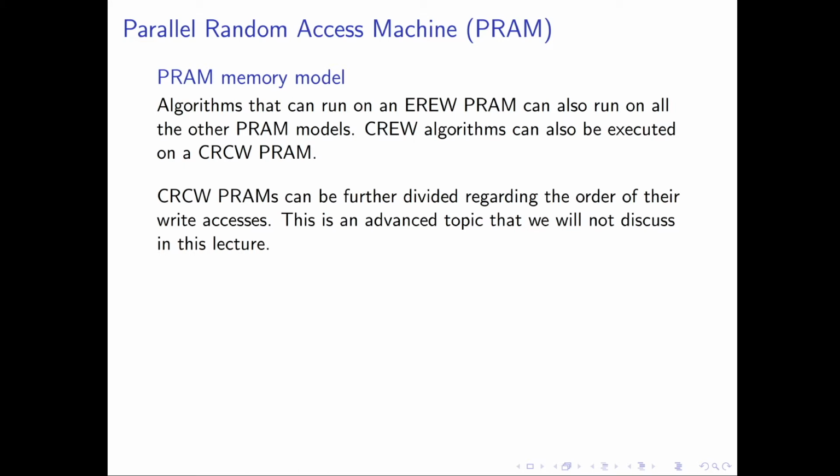It should be noted that CRCW PRAMs are a bit more complicated than what I'm suggesting here. In particular, there are different CRCW PRAM models with regards to the order that write accesses are performed in, when there is a collision and there are simultaneous accesses. Then there are different models that specify the order in which the processors write, because this is important in order to assess the program's correctness. This is, however, an advanced topic, and we will not discuss it in this lecture.